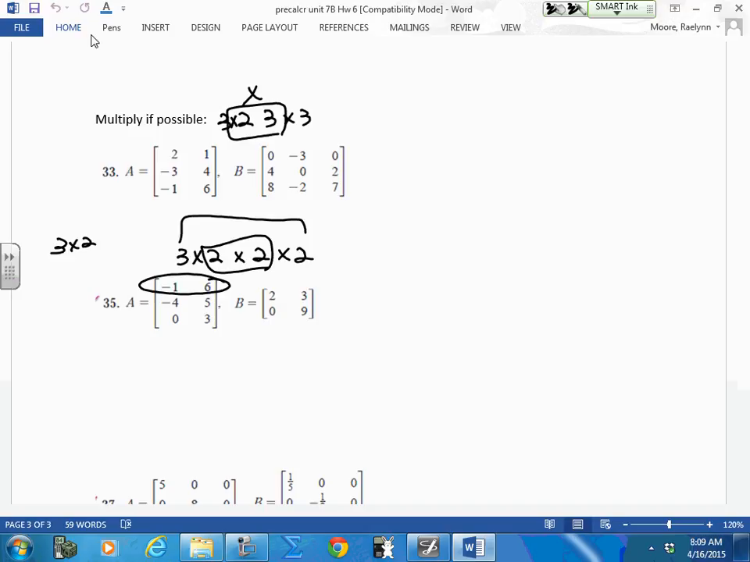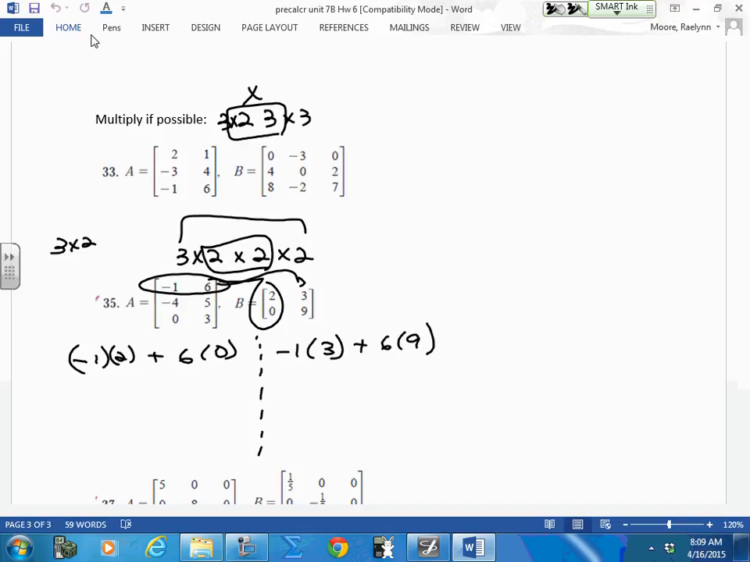So now, first row, first column. Element for element. -1 times 2 plus 6 times 0. Make a little bar here. This is where your column ends. You're still in the first row, but that's where your column ends. First row, second column, element by element. -1 times 3 plus 6 times 9. Good so far? Okay.